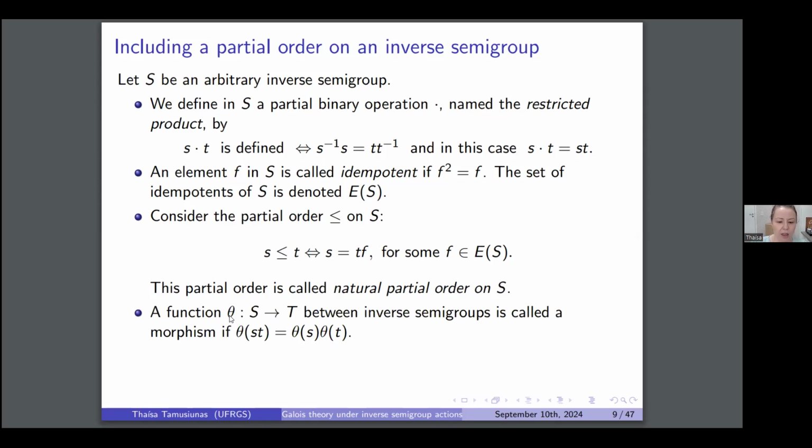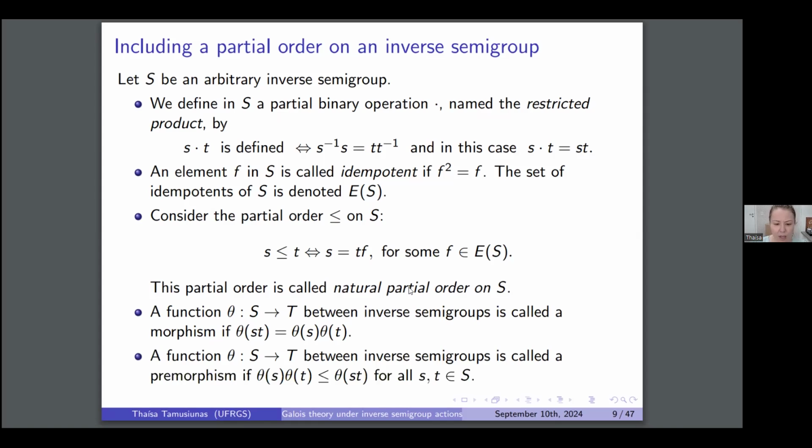A function theta is called a morphism between inverse semigroups if it preserves the product, and it's called a premorphism if theta(st) is an extension of theta(s)theta(t). An extension, I mean, the right side is bigger.